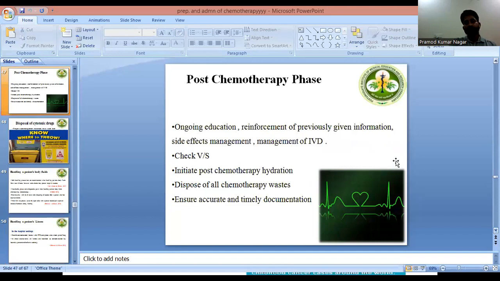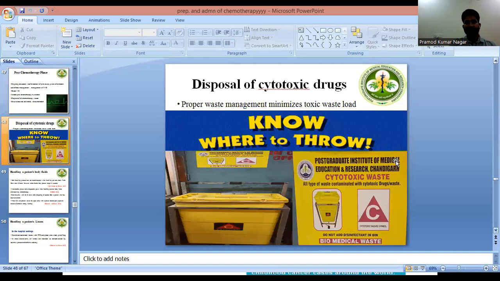In the post-chemotherapy phase, continue medication, reinforce previously given information to the patient and attendant, and manage side effects. Check vital signs, especially with some kinds of medication, and initiate appropriate measures if the patient has a previous allergy or some kind of complication. Initiate post-chemotherapy hydration, dispose of all chemotherapy waste as per the biomedical waste management rules, and ensure accurate and timely documentation.